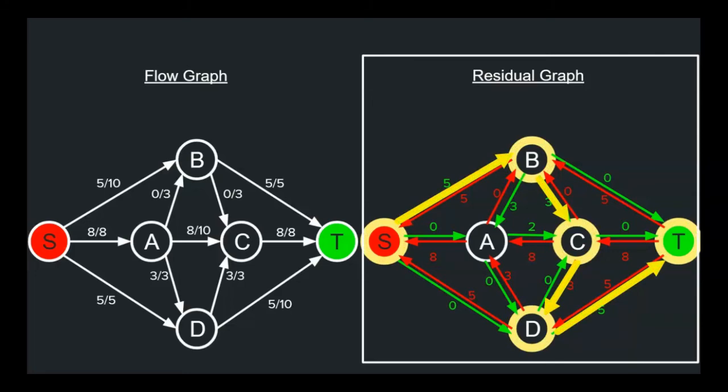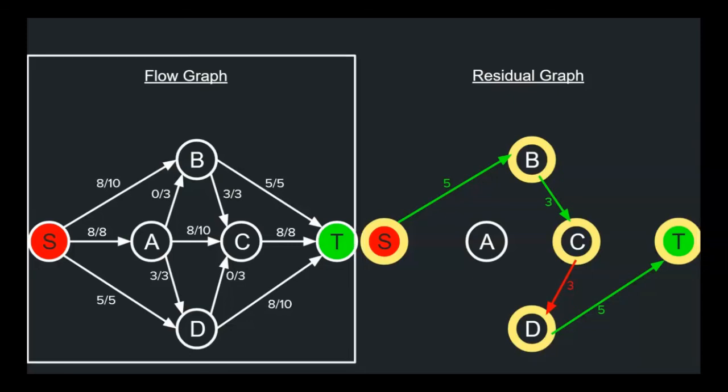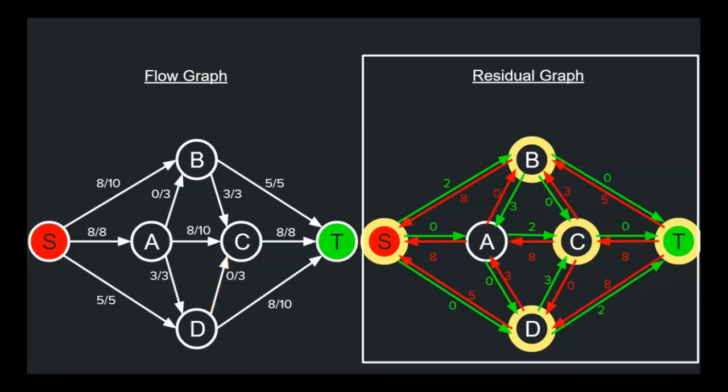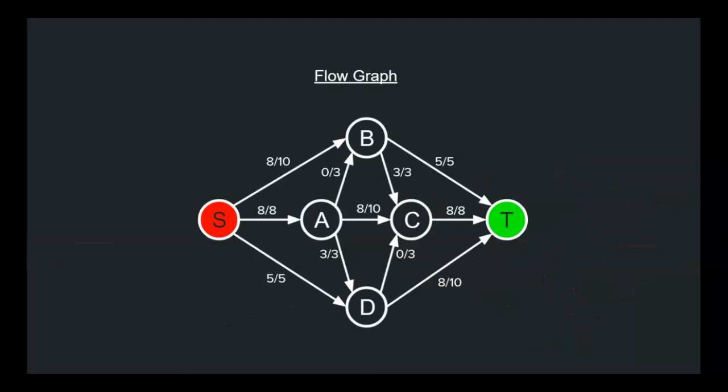Here, let me only show the arrows we're traversing. There. So the bottleneck of this path is 3. So push only 3 through this path. Update the flow graph. Note that CD is a backward edge, so we remove 3 from the flow. Now update the residual graph, and we're done. The graph now has the maximum flow of water through it. It has a max flow of 21 because 5 plus 8 plus 8 is 21.